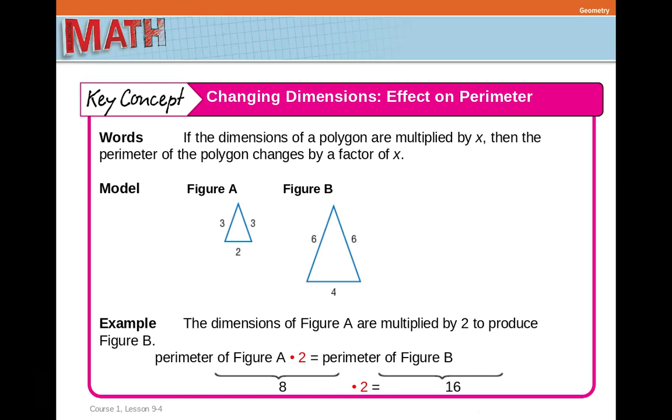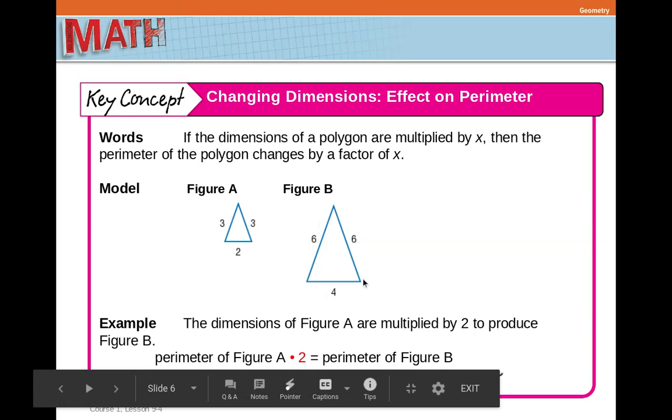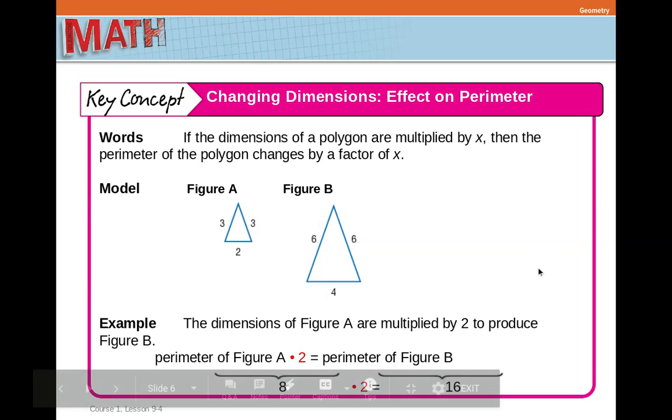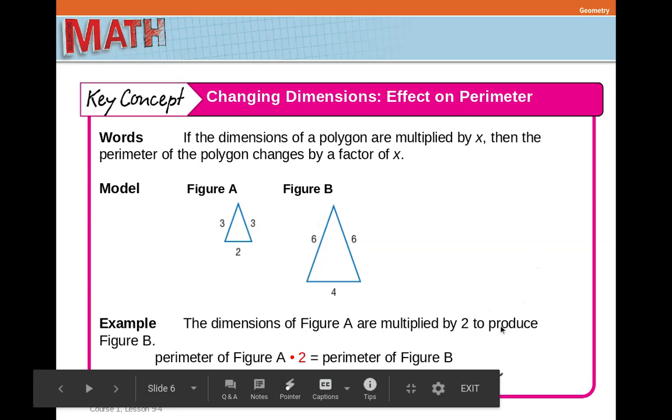So meaning the outer numbers, the numbers you see. If I do 3 times 2 from figure A right here, 3 times 2, I would get 6. All right, I doubled that side. 3 times 2 is 6, and 2 times 2 is 4. That's how I'm getting figure B, because the problem is actually telling me that I'm multiplying by 2.